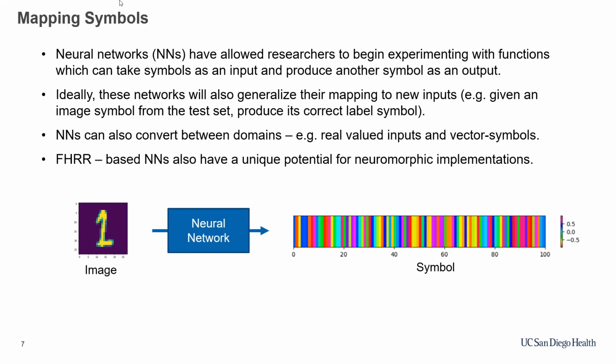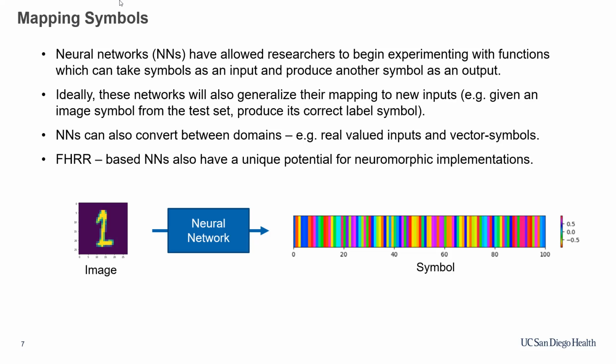And ideally, the nice thing about using a neural network to do this is that new symbols from a test set will correctly generalize on the mapping we want to learn. So if you imagine, given a set of symbols that represent a test image set, we can have some mapping which will produce a symbol that represents its correct label.